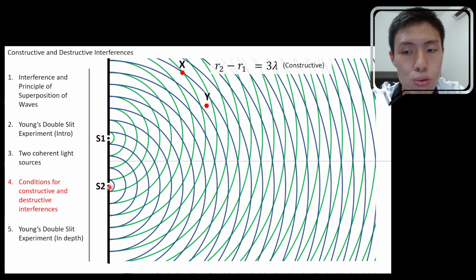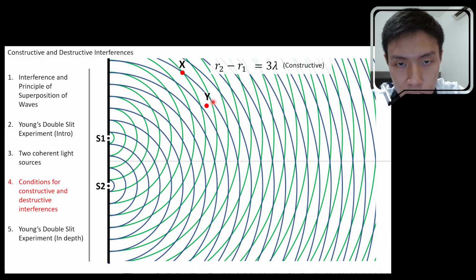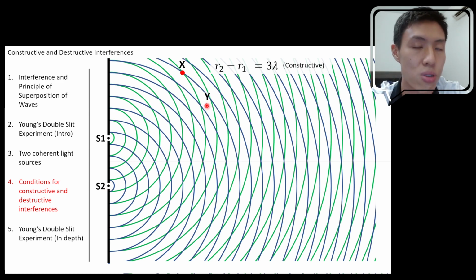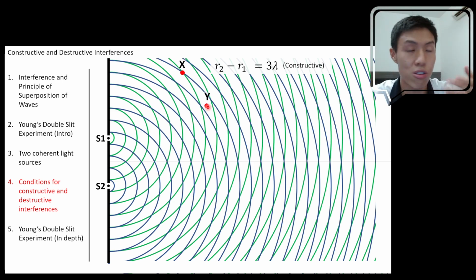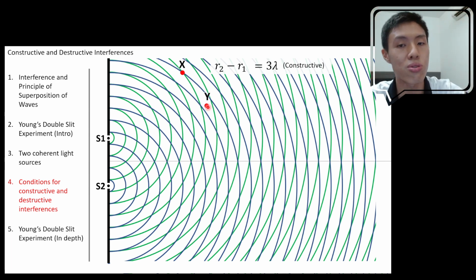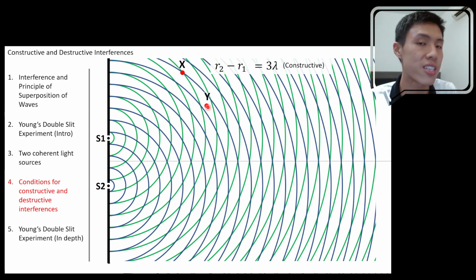How about the blue slit 2 wave? The blue slit 2 wave will arrive here in between this blue wavefront and the next blue wavefront. So it's in the middle. Again, the slit 2 wave will arrive here at the trough as well. So slit 1 arrives at the trough, slit 2 also arrives at the trough. So trough meets trough, later on it will be crest, later trough, later crest. So this is also an in-phase situation.